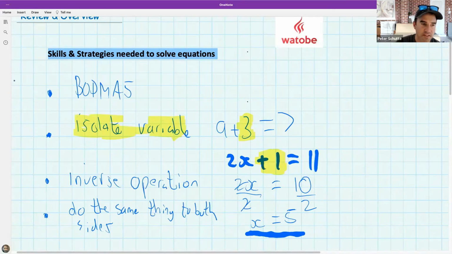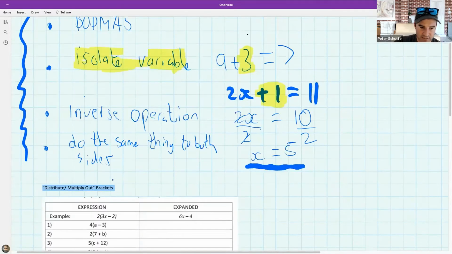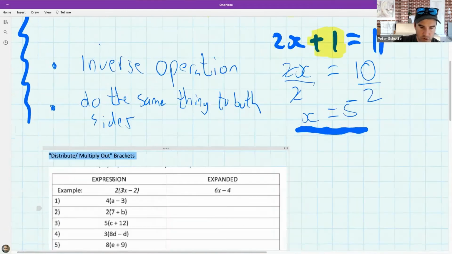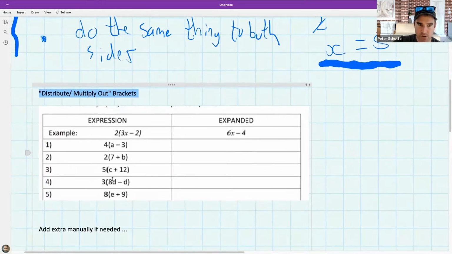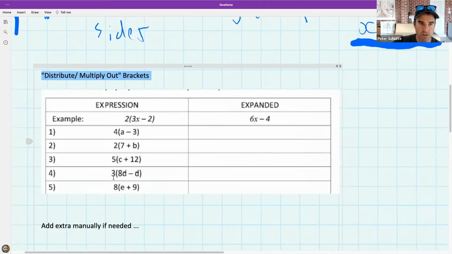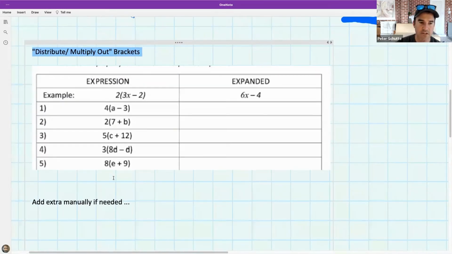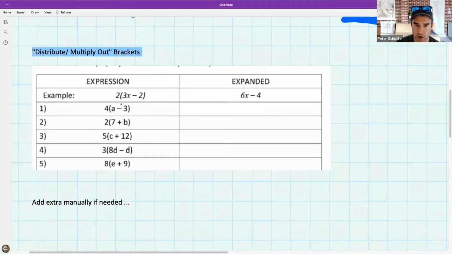So a lot of the lesson today will be around practicing that. But we need to add something else in from the previous module. I just want to add that very quickly. What this is called is multiplying out brackets. Sometimes you get an equation where you have to multiply out the brackets. And I will show you an example here.